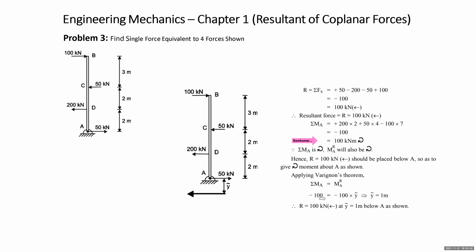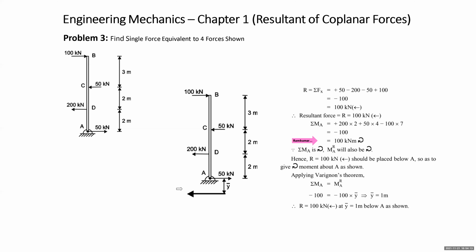Now apply Varignon's theorem. Sigma MA was minus 100. Moment of resultant will be what? R is also 100 into y bar. Minus minus will go, y bar is 1 meter. Hence resultant is 100 kilonewton to the left at y bar equal to 1 meter below A as shown. So this is your resultant, which is 1 meter below A. This is the position of the resultant.